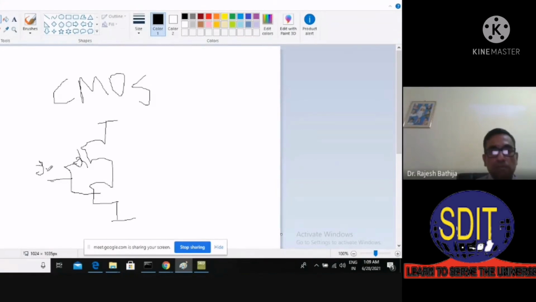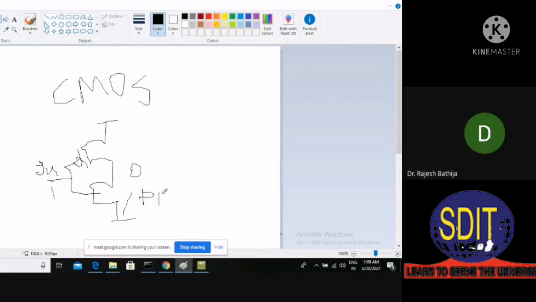If I give the input as 1, I will get 0, because the NMOS will work as a pull down network, so it will pull this output to the 0 level, and that's why we call this a pull down network. And in short, we write PDN, pull down network.